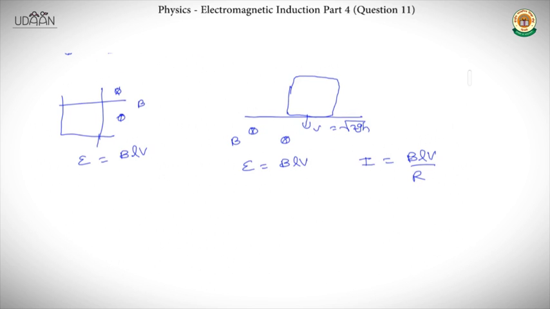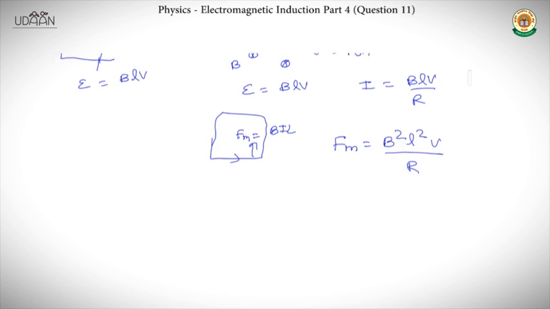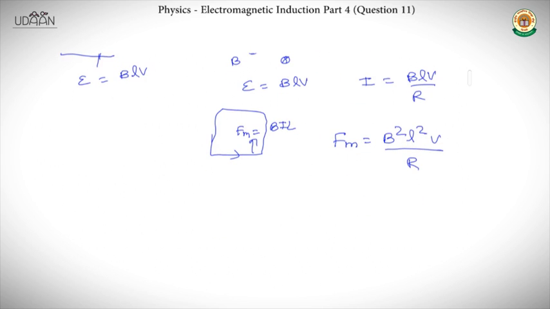So because of this current, as it is going to enter into the magnetic field, a magnetic force is going to act on the bottom part of the wire. That's right. And this magnetic force would be equal to BIL. We should all have dealt with this earlier. So this magnetic force would be B into I, where I is given by BLV by R. On substituting the values, we get B square L square V by R. So this is the magnetic force which is going to act on the wire.